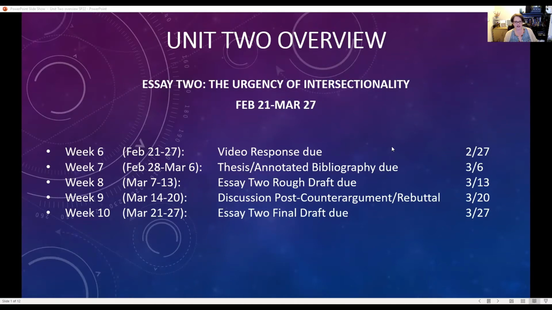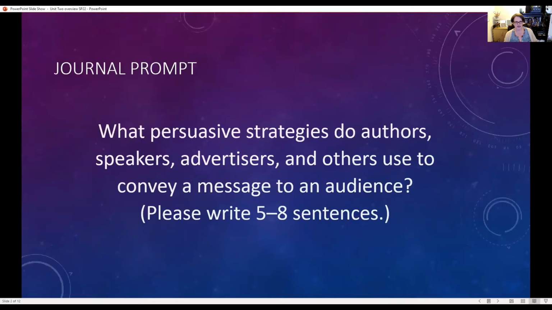Week 9 is your discussion post on counter argument and rebuttal, and that is due on March 20th. And then we finish the unit with the essay 2 final revised draft, which is due on Sunday, the 27th. So we have just over a month to complete the work for the next 5 weeks, the next 5 Sundays.